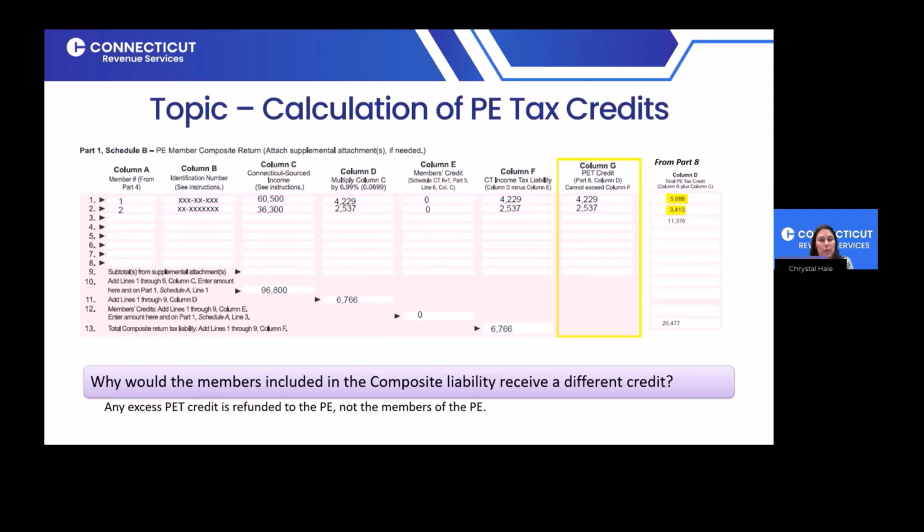Multiplying that by our tax rate of 6.99%, the liability is currently $4,229 for that member. We have no members credits. Those are the income tax credits that we talked about in webinar 2. That would be like the ABLE, the angel investor. So in this situation or example, we don't have any credits. So we have an overall liability still of the $4,229. The PET credit that I'm going to allocate to this member cannot exceed that amount.